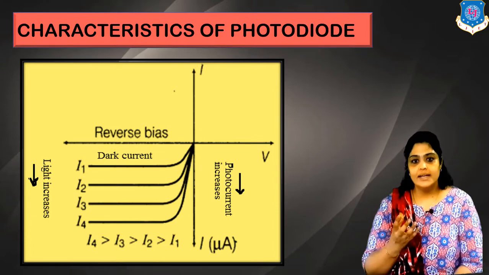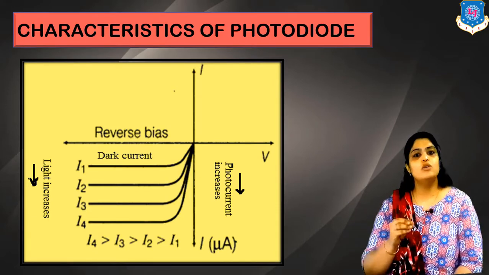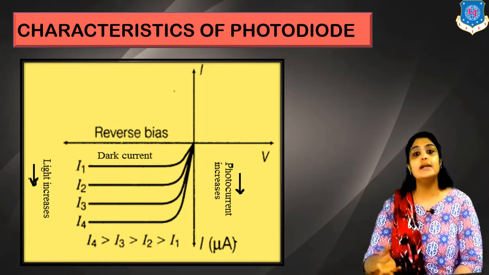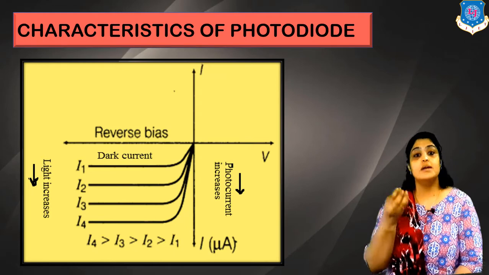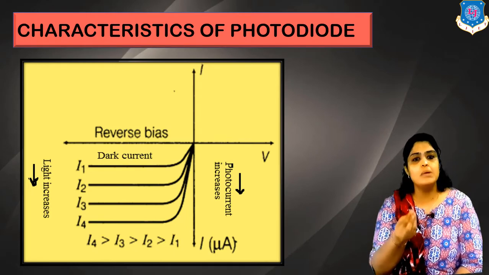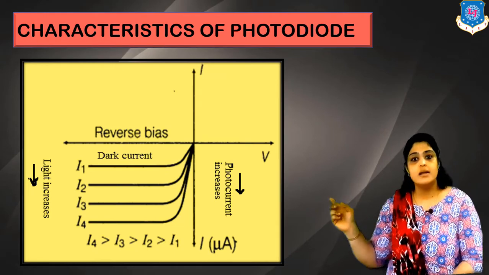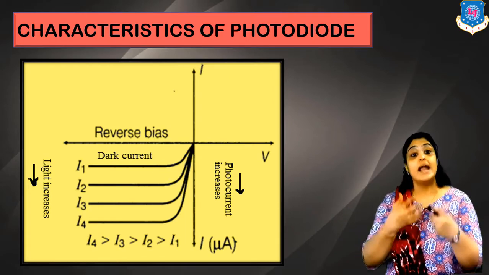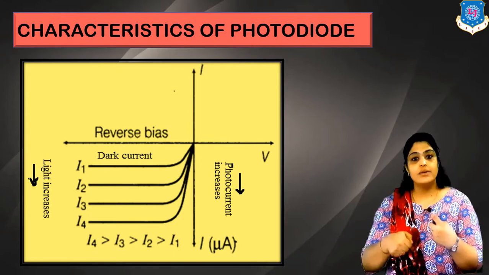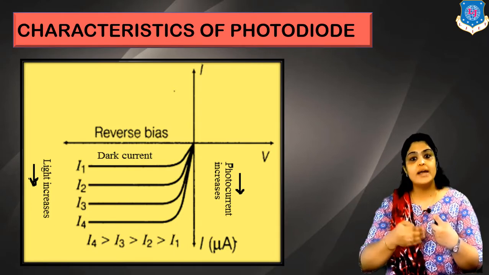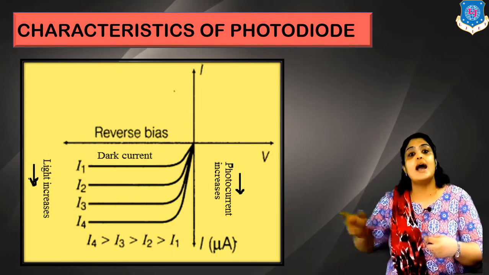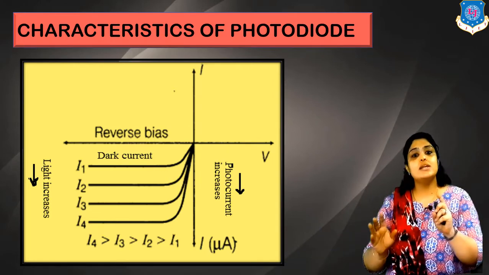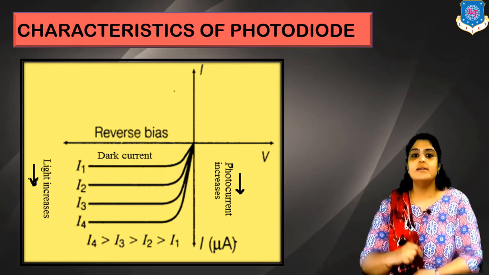What is dark current? Dark current is the current when the amount of voltage applied is zero. When there is no biasing, only due to light, the minority carriers give us some amount of current, which is known as the dark current. But you can see from the graph that as light increases, current increases, right? So I1 to I2, I2 to I3, I3 to I4, I would say I4 is the maximum current because of maximum light. So there is a direct relation between the light absorbed and the current emitted.